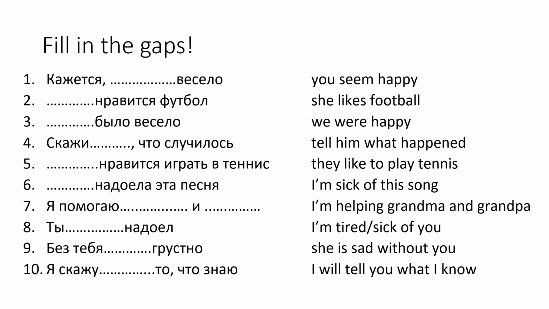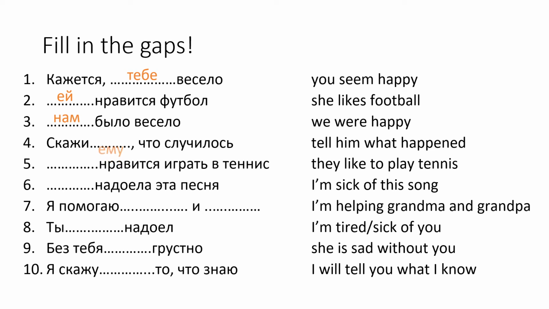Now we have another exercise for you to practice declining pronouns into the dative case. So I'll just start going through the answers now. The first sentence, кажется, will need you in the dative. Тебе весело. Кажется, тебе весело. You seem happy. The second sentence, she likes football. So it would be ей нравится футбол. We were happy. To us it was joyful. Нам было весело.